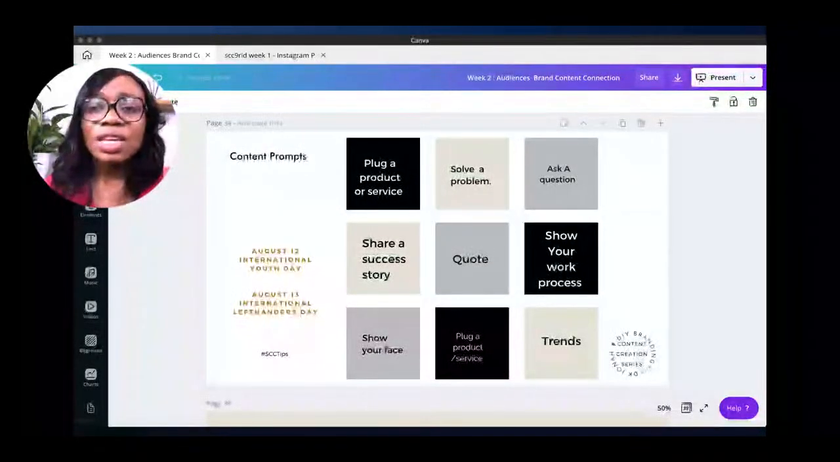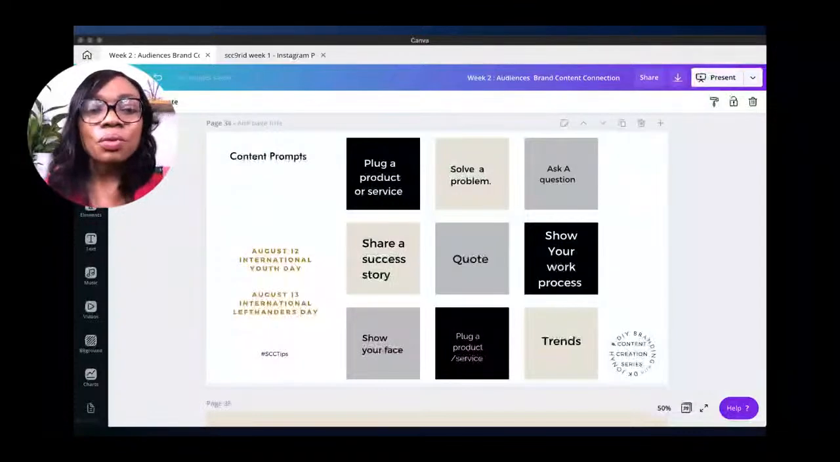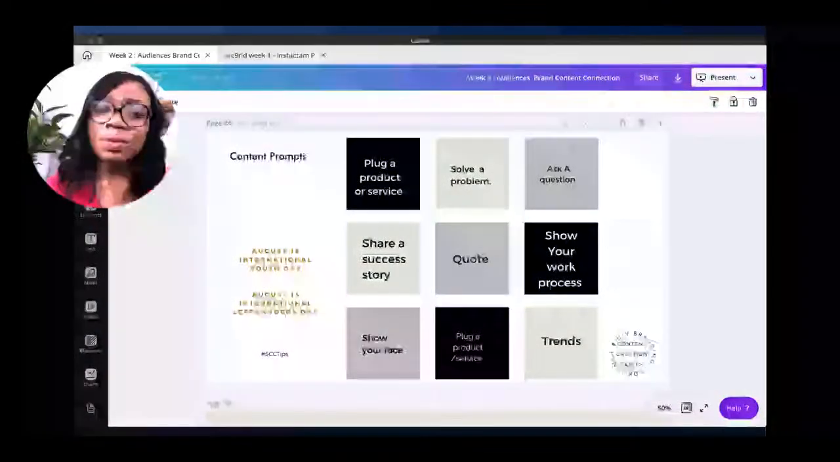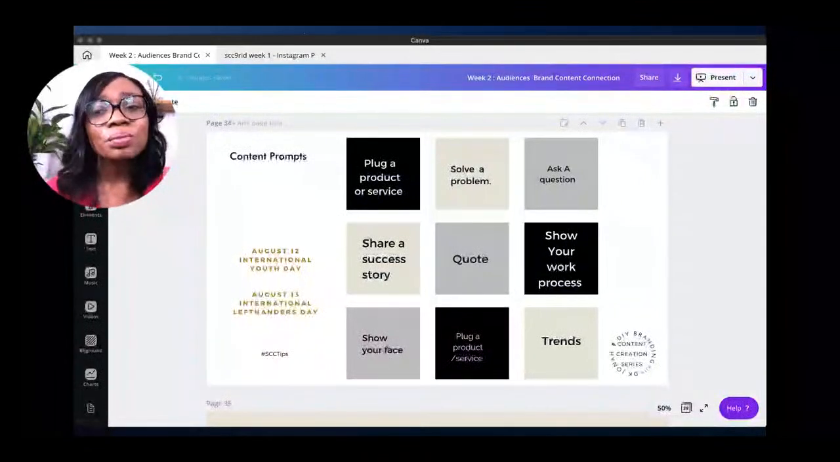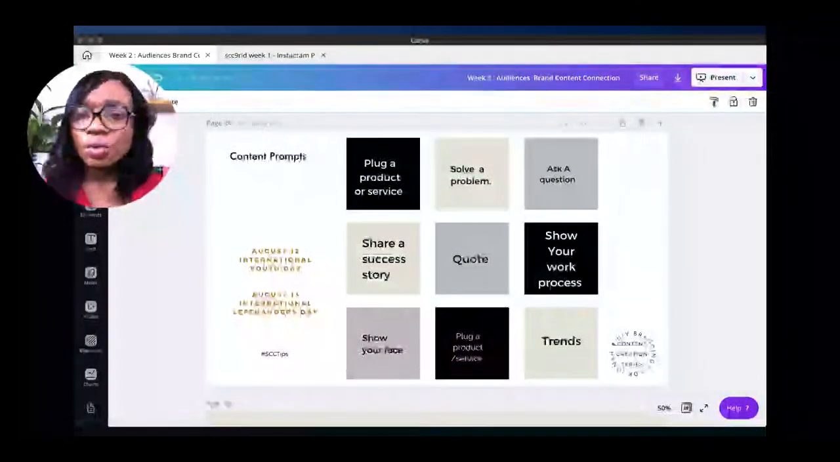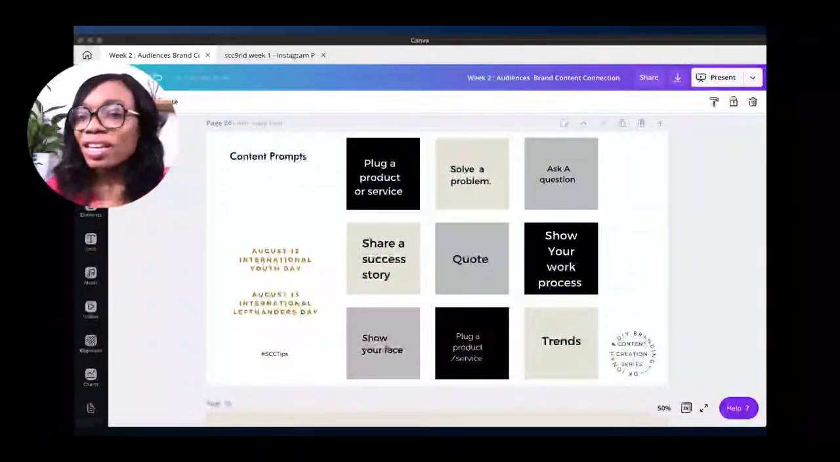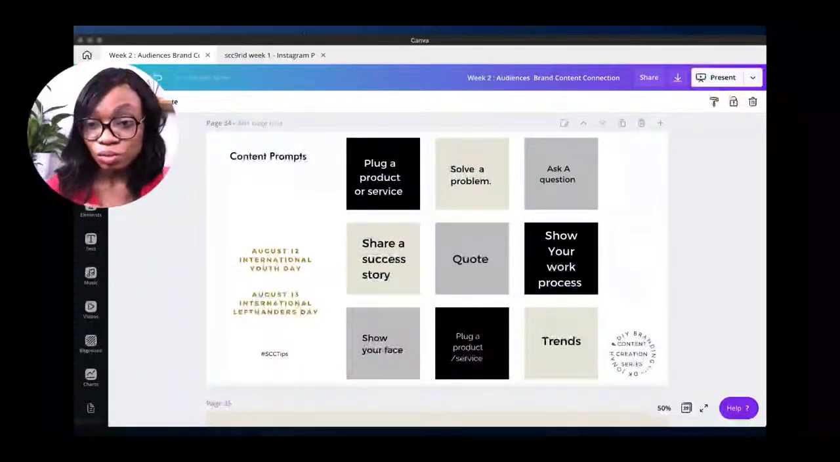International Youth Day. If your brand is about empowerment, about women, about teens, you can share something about International Youth Day, because International Youth Day is important. It's celebrating the youth and the future leaders of tomorrow. So share something on International Youth Day. So those are two trends that you can incorporate into your plan for the week.